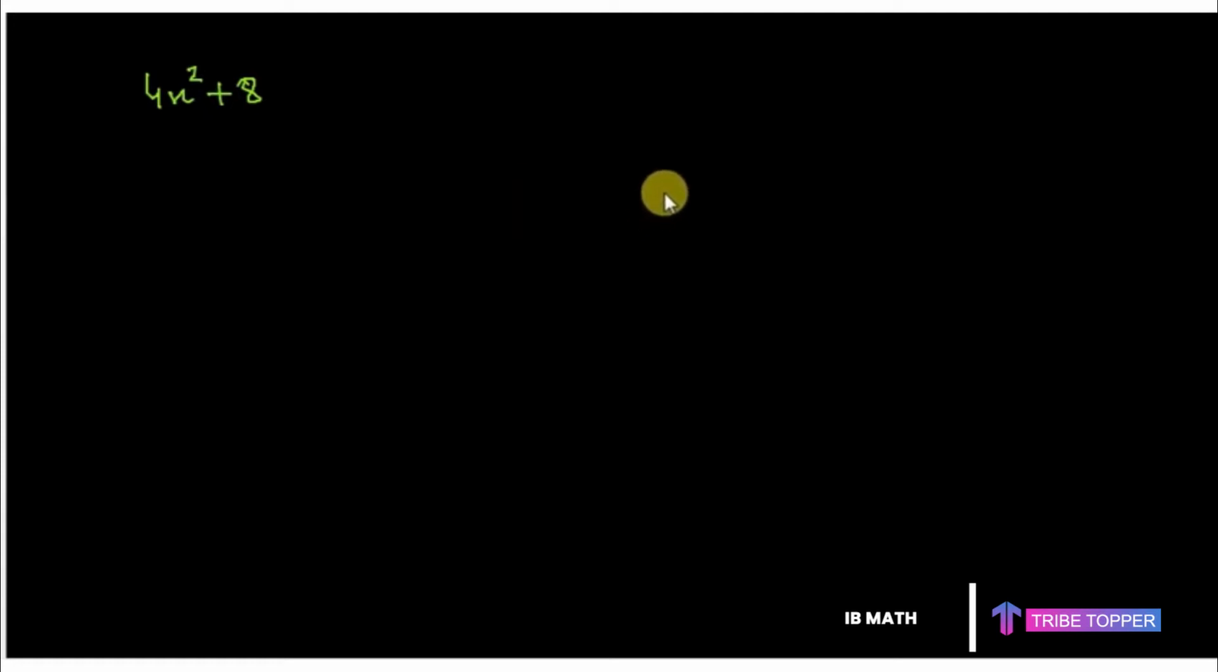Like if you have 12, you know that 1, 2, 3, 4 and 6 are all the factors of 12. So you can write them this way. 3 times 4 will give you 12. 2 times 6 will give you 12. Right? Or you write it the other way, 4 times 3 or 6 times 2.